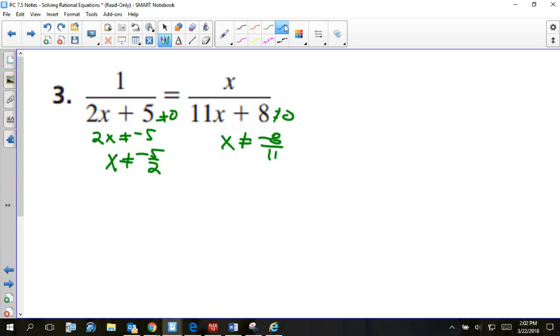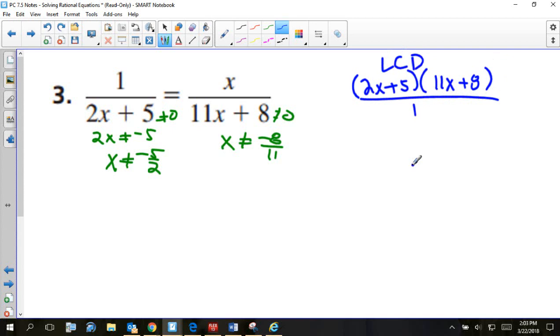Now we find our lowest common denominator. 2x plus 5, does that factor? No. 11x plus 8, does that factor? So since it doesn't factor, they're going to have nothing in common. So for our lowest common denominator, you just multiply them together, the things they don't have in common. That's our LCD. You multiply both sides of the equation by the LCD over 1.